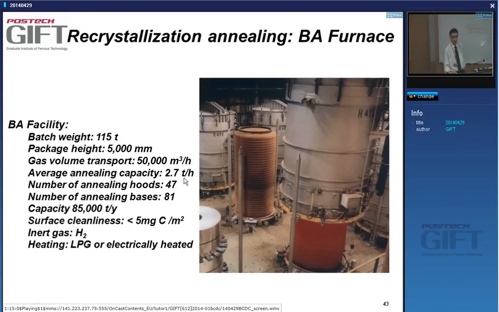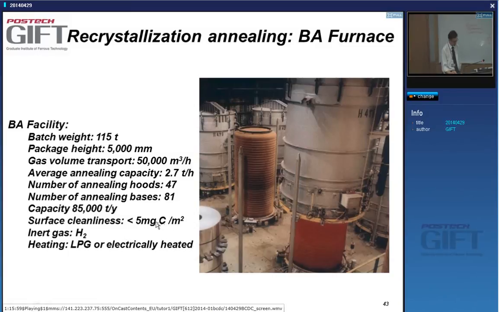That's not very high. So because the process is very slow, you need many of these furnaces in parallel. So if you visit a batch annealing section of a cold rolling mill, you will not see one furnace. You'll see many furnaces. Yeah? For instance, 47 furnaces. And there may be more bases. Yes, bases are these places on which you can put a furnace. Why are there many more bases than you have annealing hoods? Because you only need the hoods when you heat up, yes. So when you cool down, you just don't need this cover here. So capacity 80,000 tons per year.